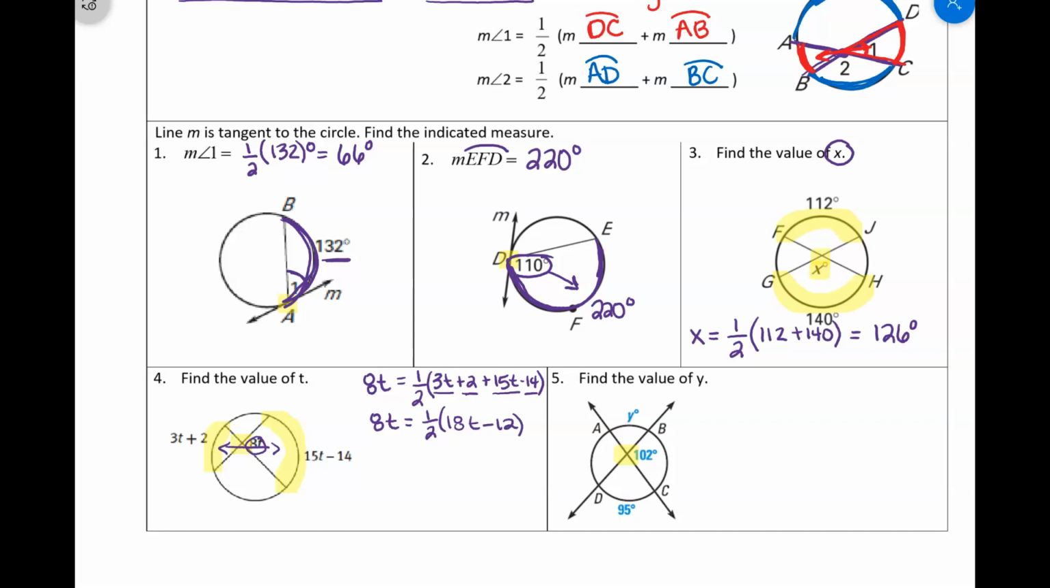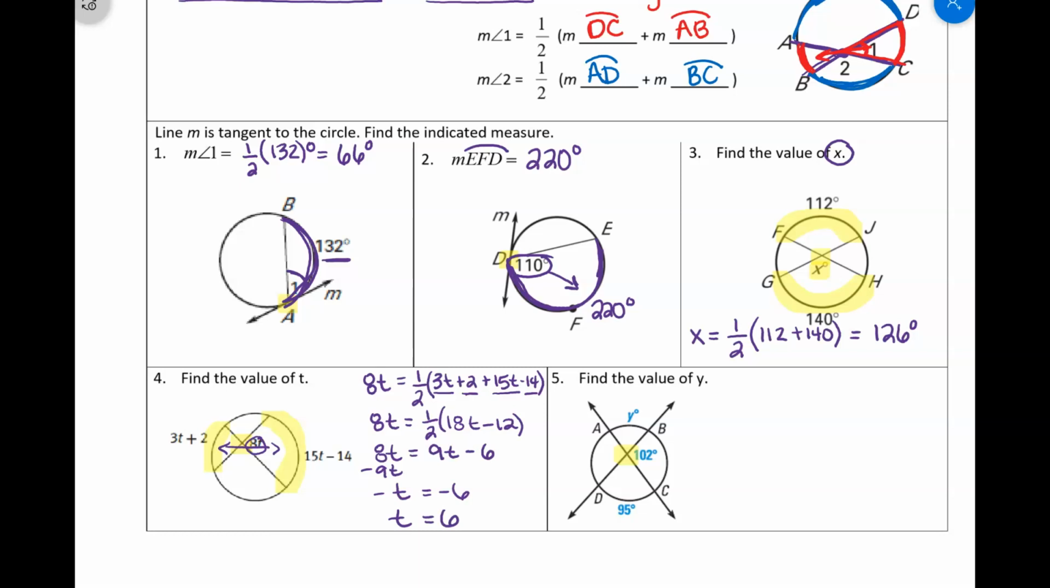Now you can distribute the 1/2 if you want to, or you can multiply 1/2 to 8t. It does not matter what you do here. I will just use the distributive property. So I will get 9t subtract 6. Bring that 9t over, and I get negative t equals negative 6. So t equals 6.